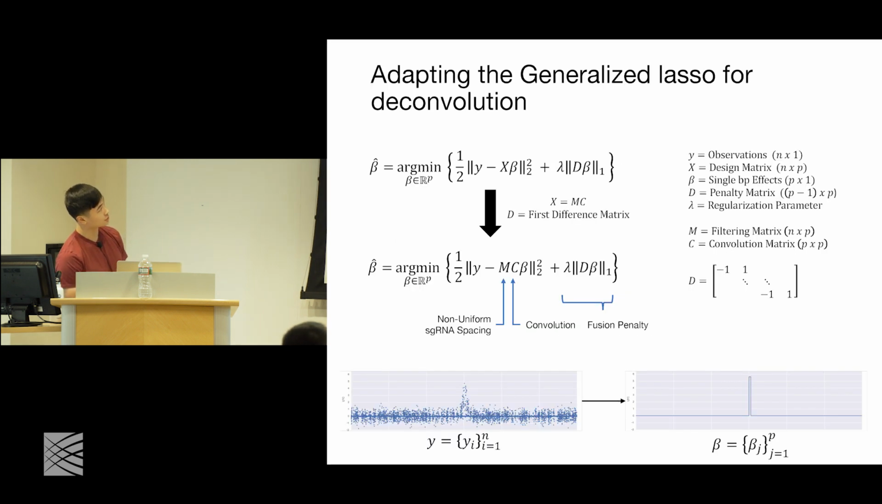How we do this is we adopt a very general framework called the generalized lasso. It's essentially just least squares with an L1 regularization on the right.